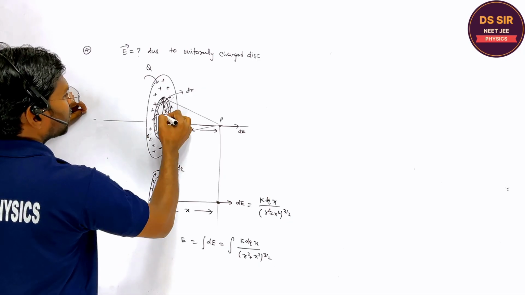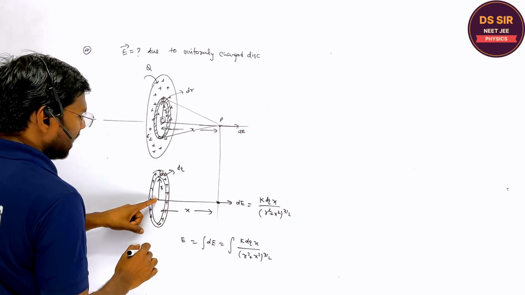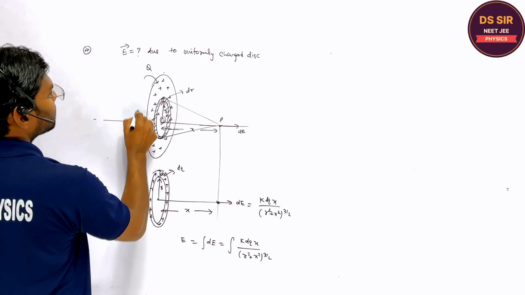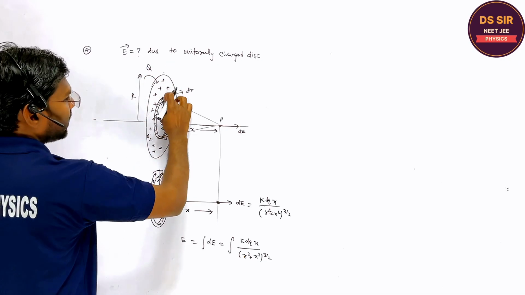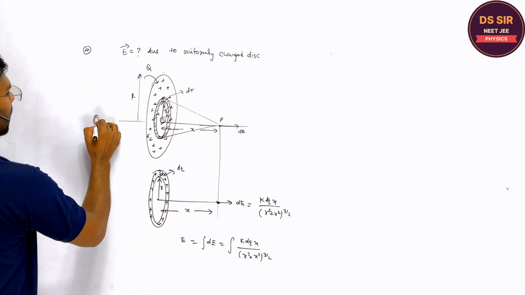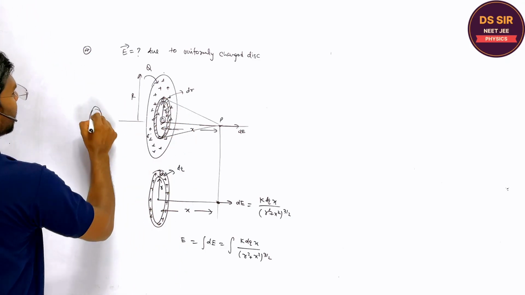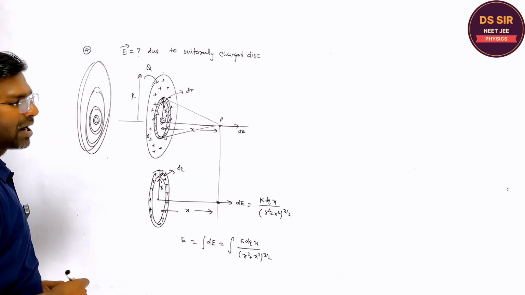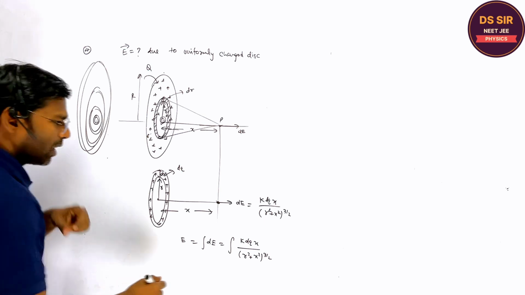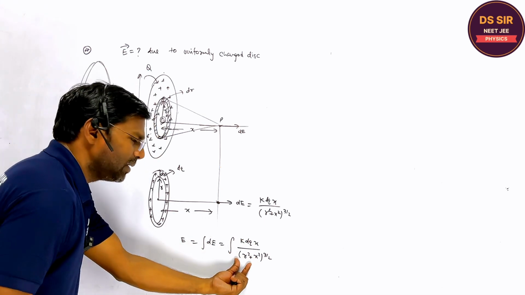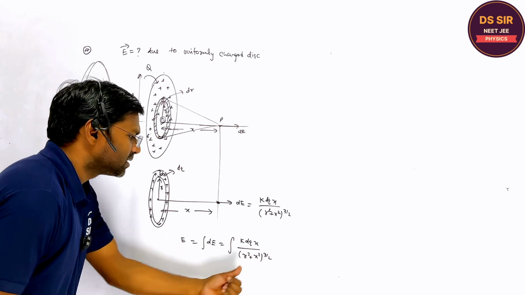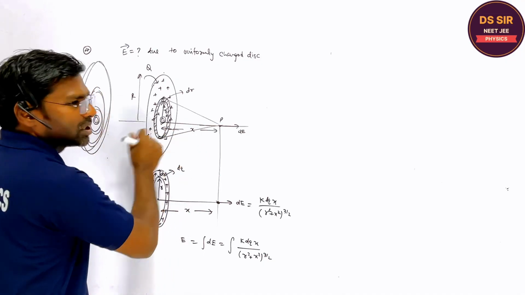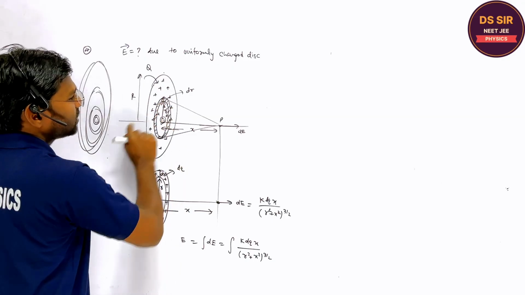This is the ring, this is the ring, this is the ring. So the r will vary from r equal to 0 to capital R. This is the capital R. So these elemental rings start from r equal to 0, and they extend up to capital R distance. So you have to integrate this, but the same problem is there inside this. Listen, x is constant, the variable is small r.